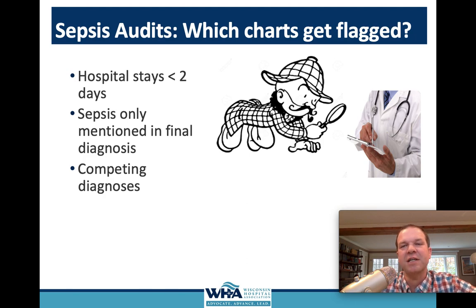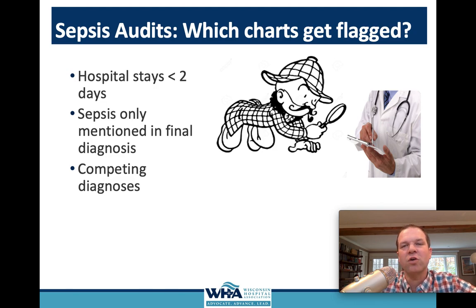What they are doing is auditing certain charts. So they are pulling choice charts that are high risk for potential to be downcoded. What are they looking for? They're looking for hospital stays less than 2 days. There's no way this patient could have been septic if they only stayed in the hospital 2 days. I'm being facetious. They're looking for sepsis that's only mentioned in the final diagnosis. DKA, DKA, DKA, final diagnosis, sepsis. That's a red flag that insurers or payers are going to pick up on. And then they're looking for competing diagnoses. This patient had an allergic reaction and they were also septic. Let's dig into that. Let's see if that sepsis can be downcoded to another clinical entity.